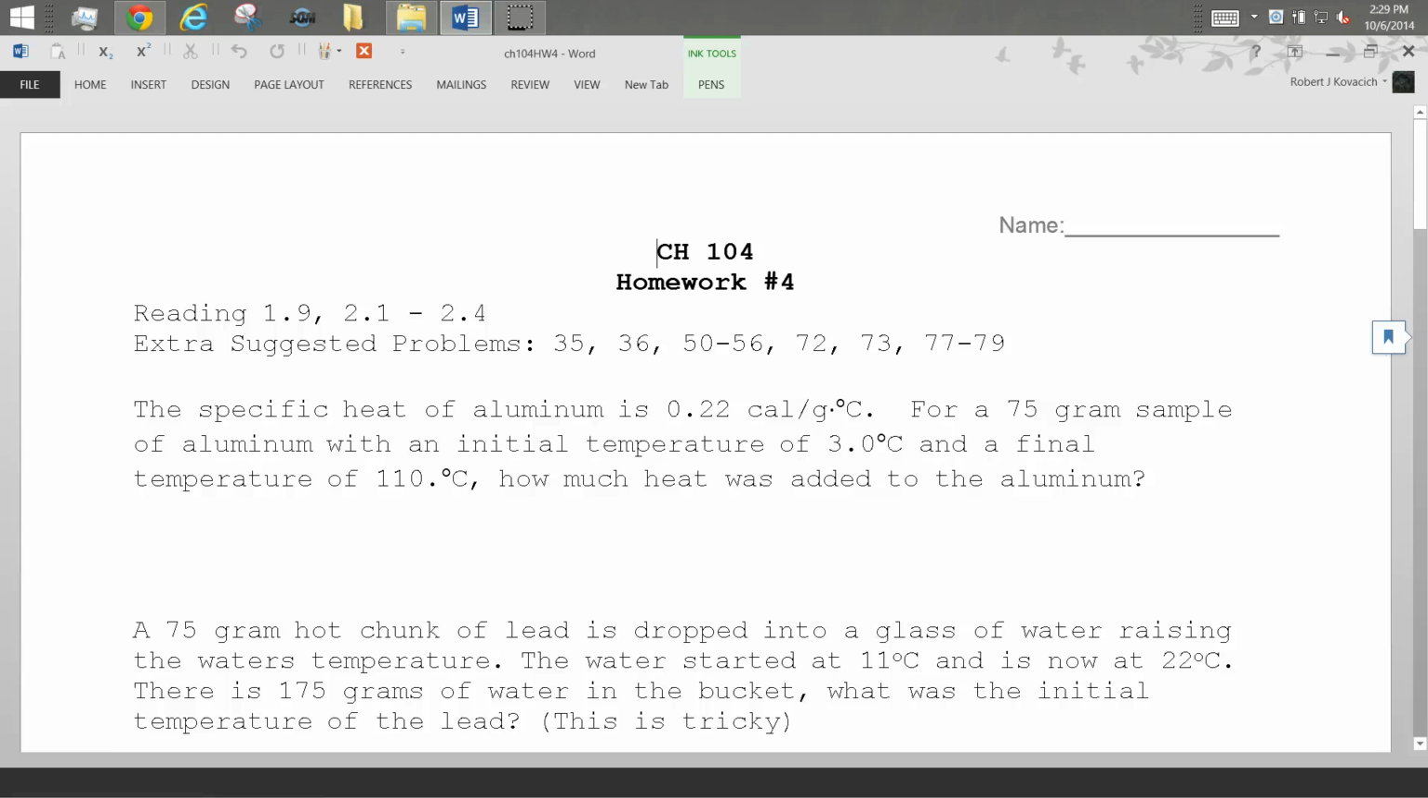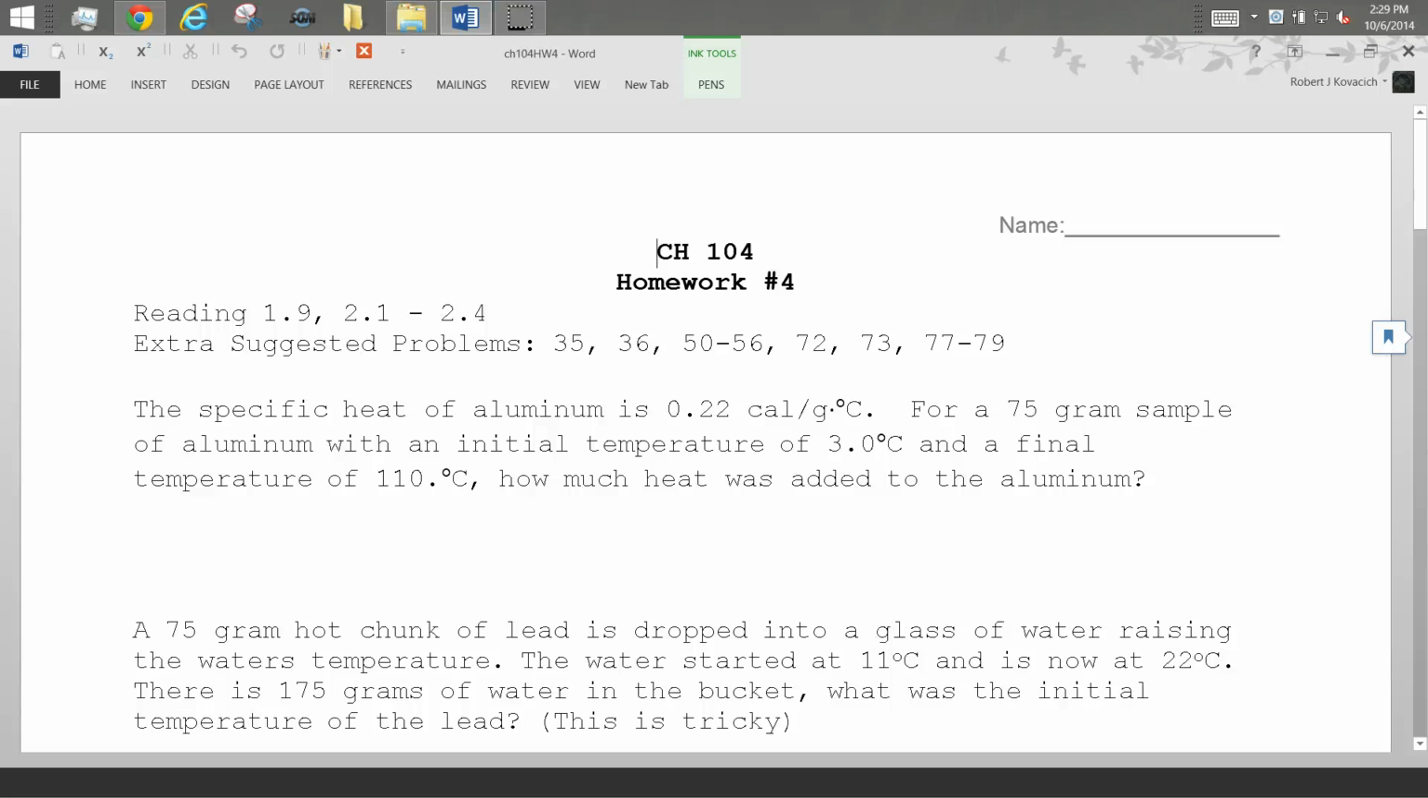So in these questions, what's important is these are change questions, right? I want to know how much heat was added to this piece of aluminum. Do I care what the initial temperature is? Do I care what the final temperature is? I don't care what either of those things are. I only care what the change in those things are. So when I'm putting my railroad track together, I am not putting in 3 degrees Celsius, and I'm not putting in 110 degrees Celsius. I only care that there is a change.